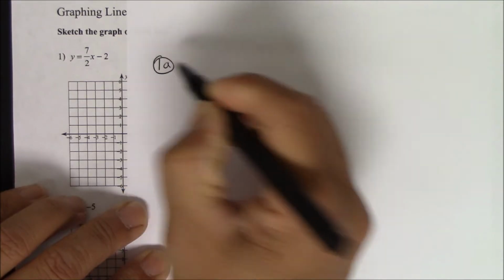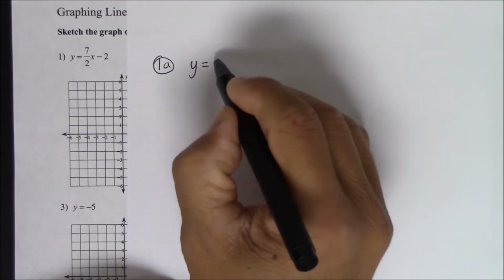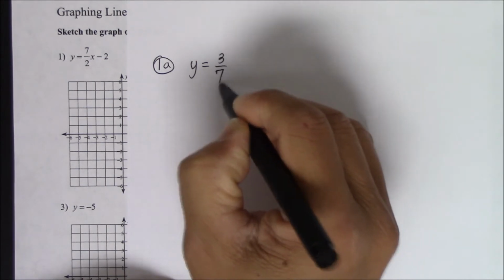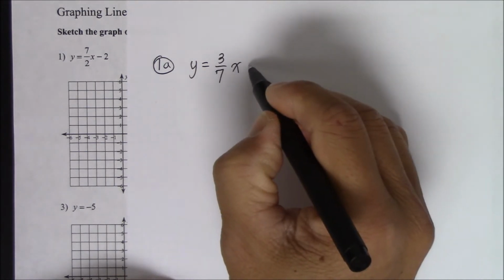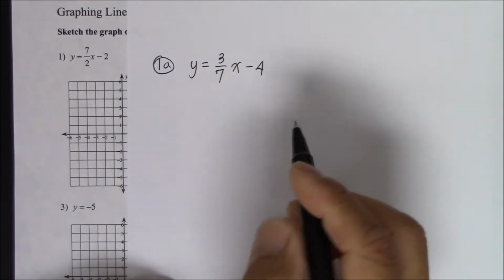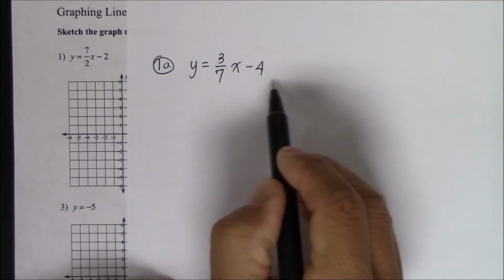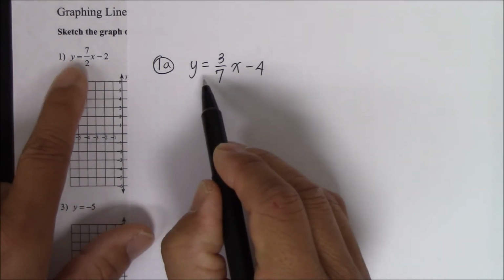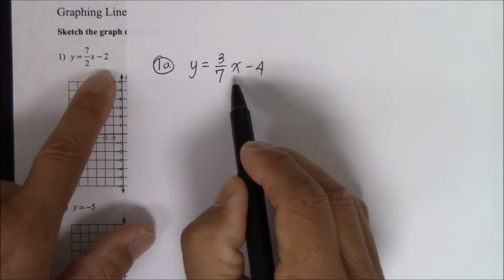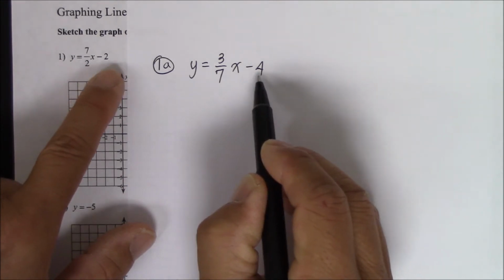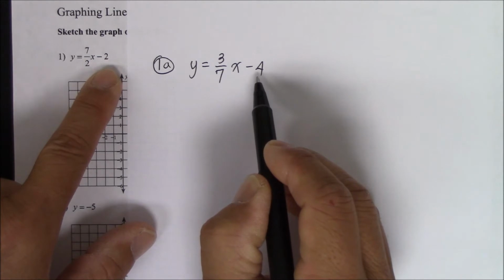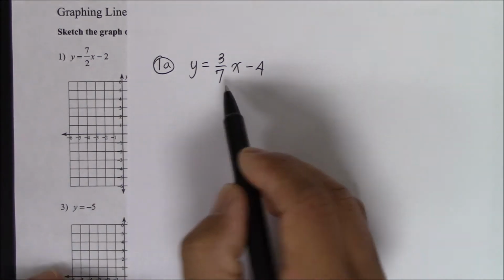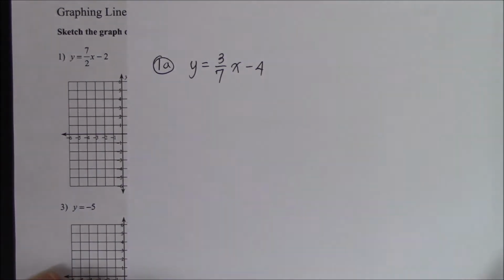Let's call it 1a, that y is equal to 3/7 x minus 4. Okay, same slope-intercept form. Y is equal to some number x, that's in fraction, minus or plus a constant number, which is the y-intercept. So let's take a look at this one, and I'll leave this over here on the left so you can compare as I go.